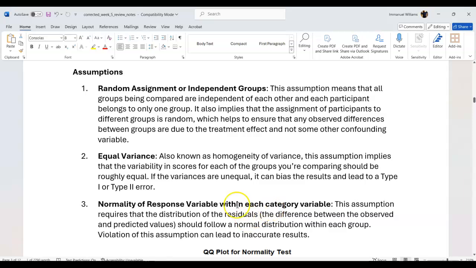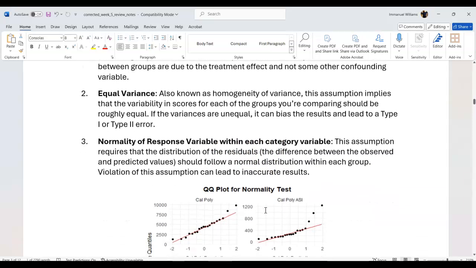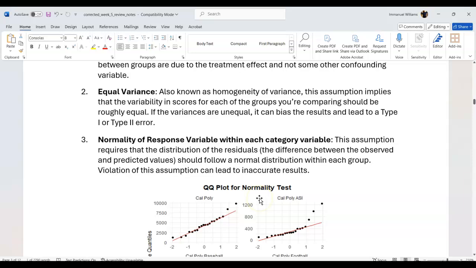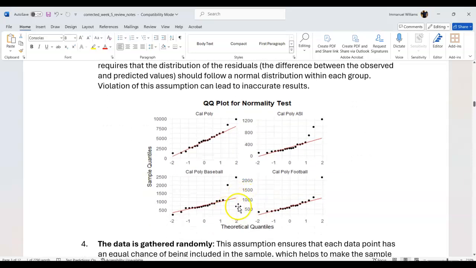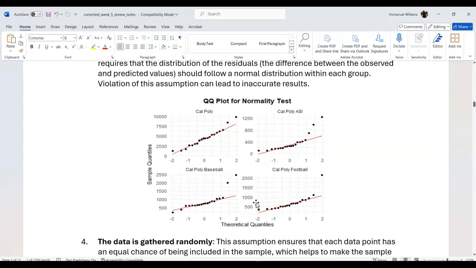Normality of the response variable. We're assuming that most of our data follows a normal distribution for each of the response variables. For all 4 of the levels, we want them to be normal. The way we visualize this is by using a QQ plot. We would want all the points, or most of the points, to be close to this red line. And that's how we visualize it.